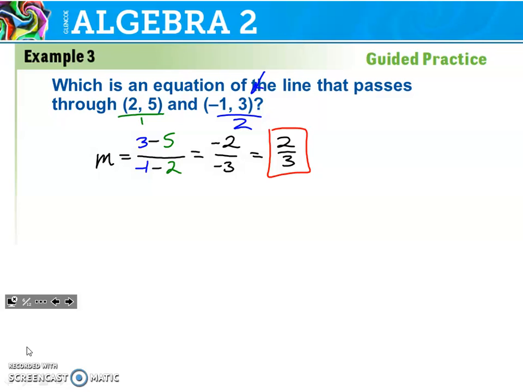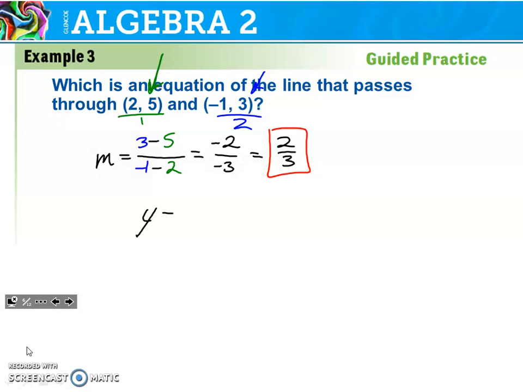Again, do I want to use this point? Do I want to use this point? It doesn't matter. Pick which one you want to use. If I was you guys, I'm going to pick this one. And the only reason is it doesn't have any negatives. So I don't have to worry about remembering negatives. Okay? I'm going to plug those values in.